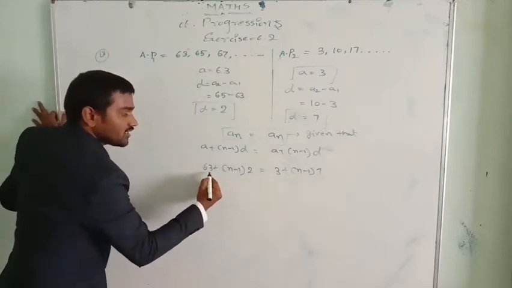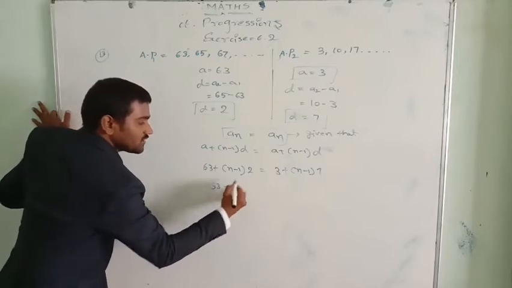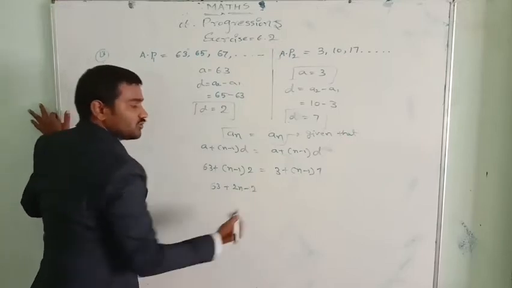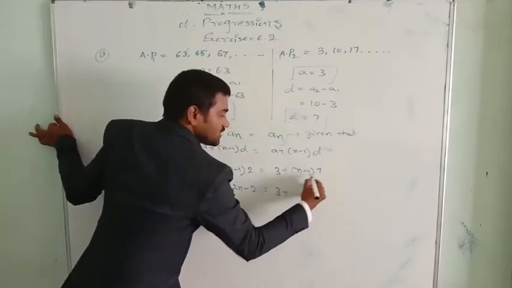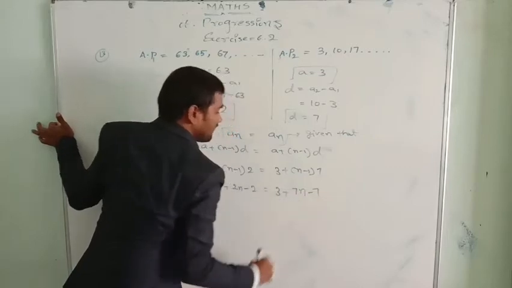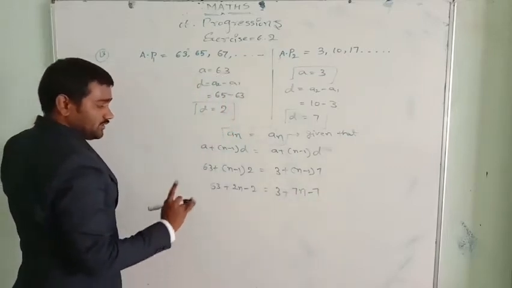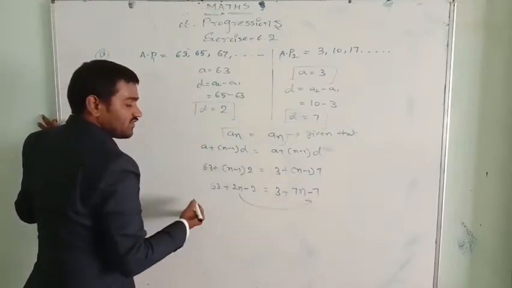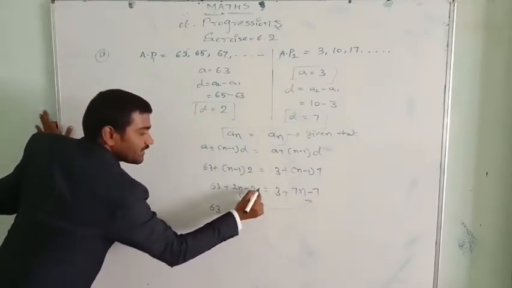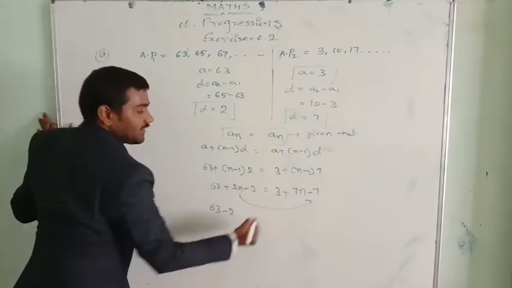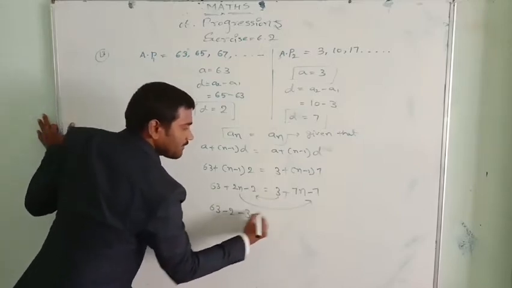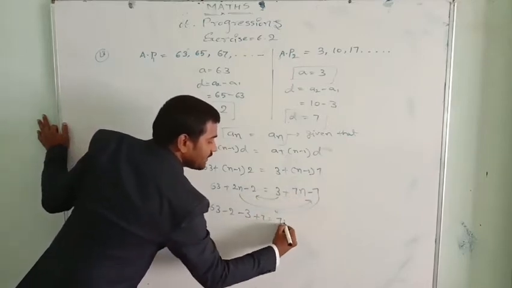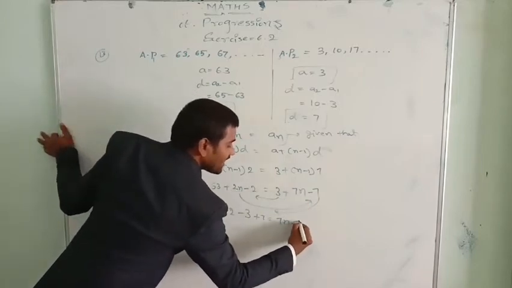See, now let us solve this. 63 plus 2 into n is 2n, minus 2 into 1 is 2, that equals 3 plus 7 into n is 7n, minus 7 into 1 is 7. So what we need to do? Simple. The n terms we will transfer to one side and the remaining terms we will bring to this side. So 63, here the constant term is minus 2 on this side. This plus 3 will transfer to this side as minus 3. Minus 7 also will transfer to this side as plus 7. That equals 7n, already there is a 7n here, and plus 2n becomes minus 2n.